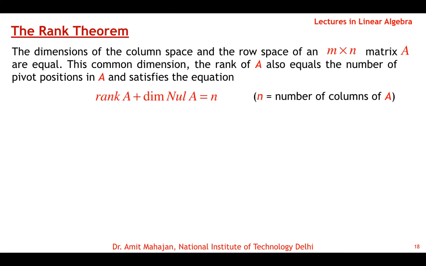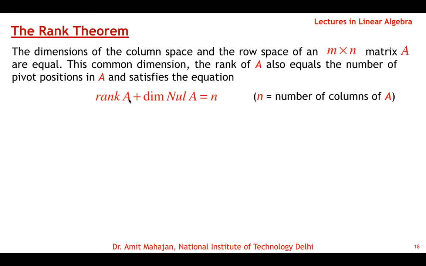Now we are going to take a final definition, the rank theorem, which says that the dimensions of the column space and the row space of an M cross N matrix A are equal. This we already said. This common dimension is called the rank of the matrix A, also equals the number of pivot positions of A, and satisfies this equation. It is also equal to the dimension of column space A, and to the dimension of row space A, and so it satisfies the equation that the rank of A plus the dimension of null space A equals n, where n is the total number of columns of the matrix A.